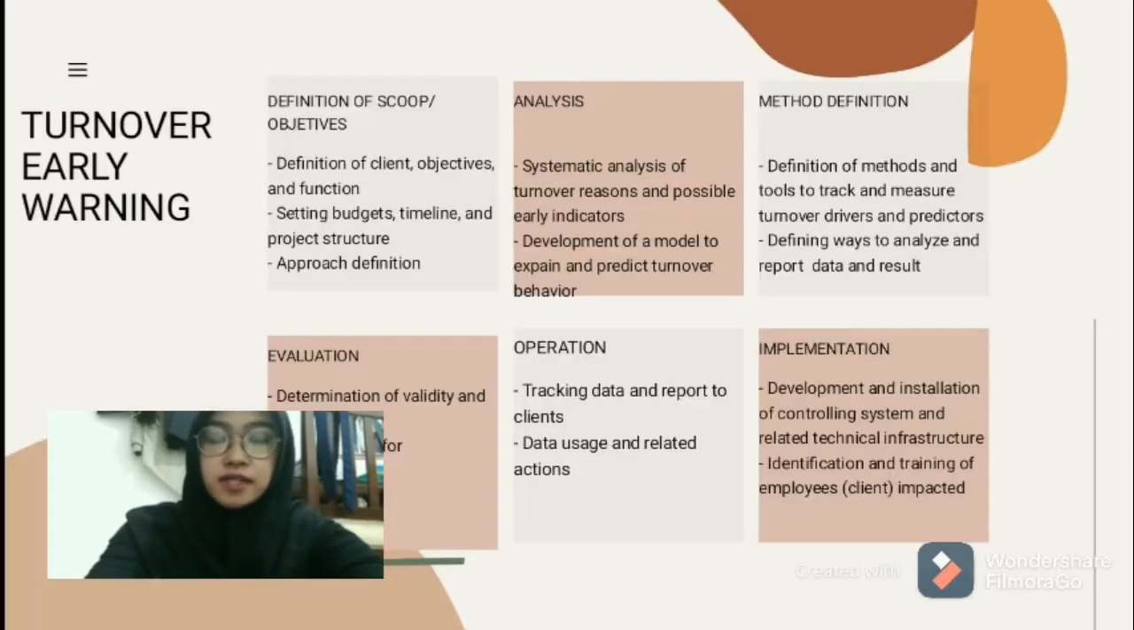So the next one I will be explaining is turnover early warning. So this is to implement an indicator to predict future turnover.